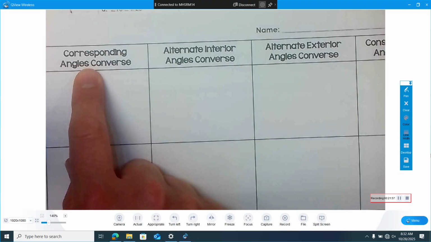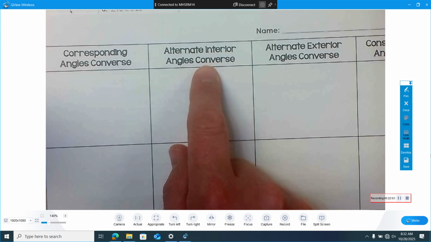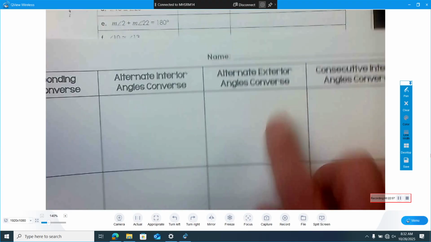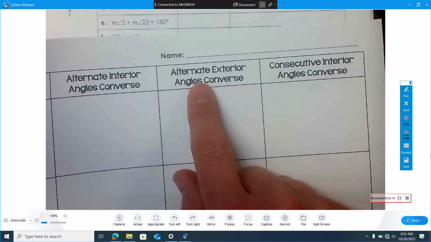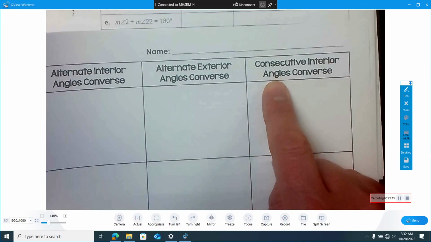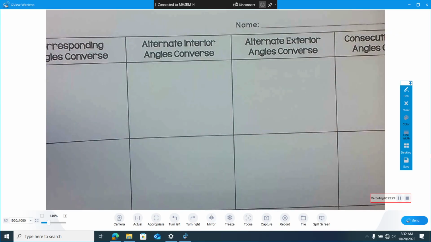If corresponding angles are congruent, then parallel lines. Alternate interior angles. If alternate interior angles are congruent, then parallel lines. Alternate exterior, that's fancy lingo for? Oh, alternate exterior, that's the same thing. What about consecutive interior? Same side interior angles are supplementary, then parallel lines. So we're trying to figure out which lines are parallel.